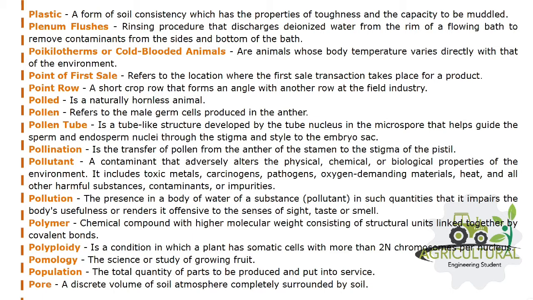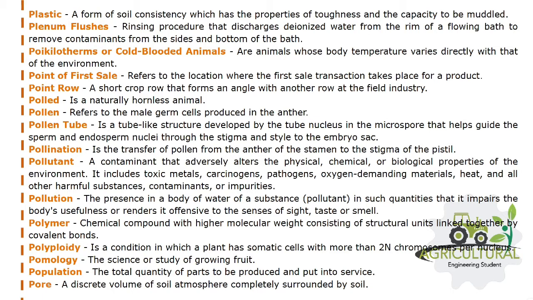Pollution, the presence in a body of water of a substance, pollutant, in such quantities that it impairs the body's usefulness or renders it offensive to the senses of sight, taste or smell. Polymer, a chemical compound with higher molecular weight consisting of structural units linked together by covalent bonds.